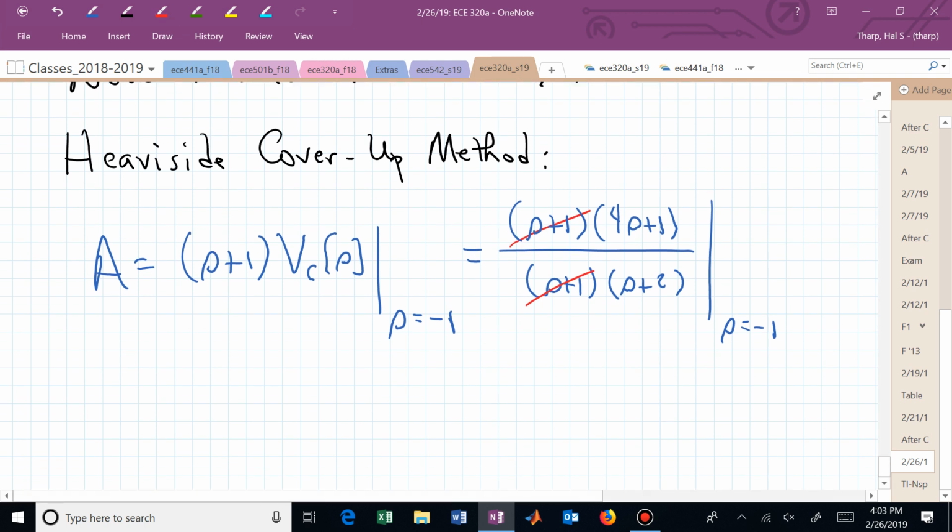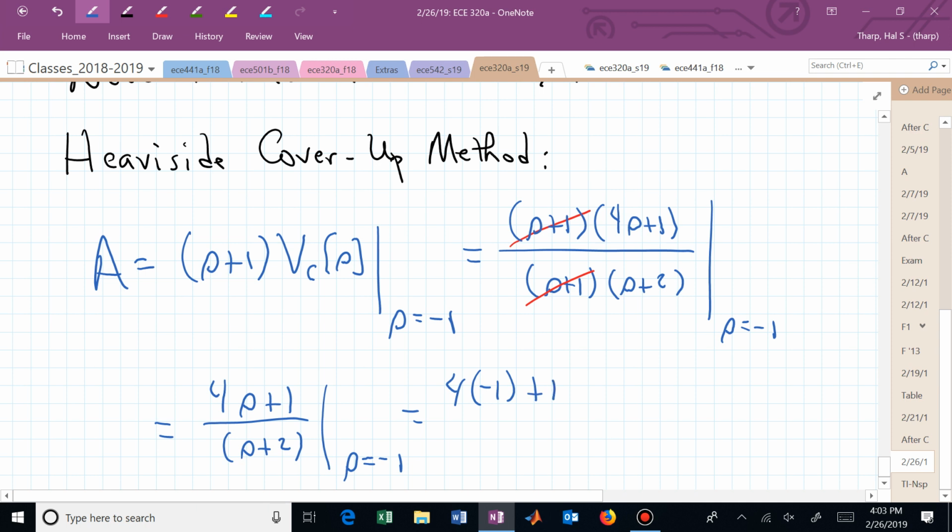Or this now says that we have 4s plus 1 over s plus 2. That's what we get when we cover up that one factor. We evaluate it at minus 1, and we now have 4 times minus 1 plus 1 over minus 1 plus 2. Or this is now minus 4 plus 1, or minus 3, over minus 1 plus 2, which is 1. A is now minus 3. That's how much of that mode, e to the minus t, we have making up V sub c of t.